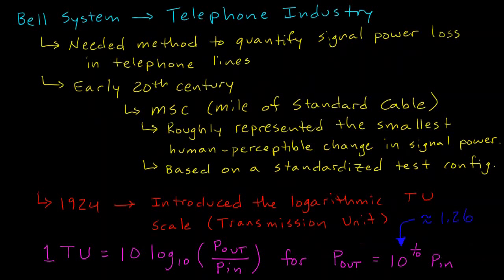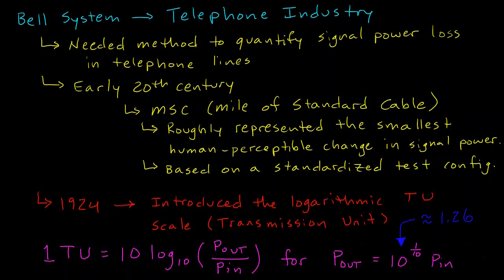So the next stop in our journey is the Bell system, which was an early pioneer in the telephone industry. As a matter of fact, parts of the Bell system still exist in the form of companies like AT&T and Verizon. As you might expect, they had an interest in a way of measuring power efficiency in their transmission lines and how that would relate to what people could hear.